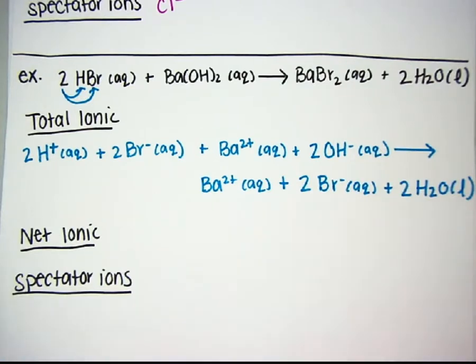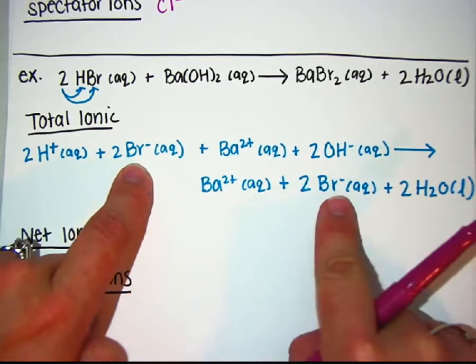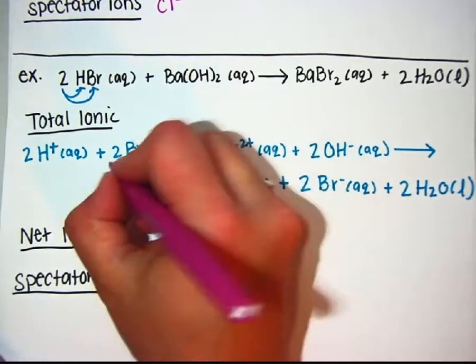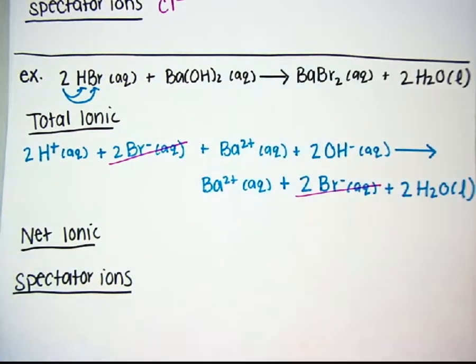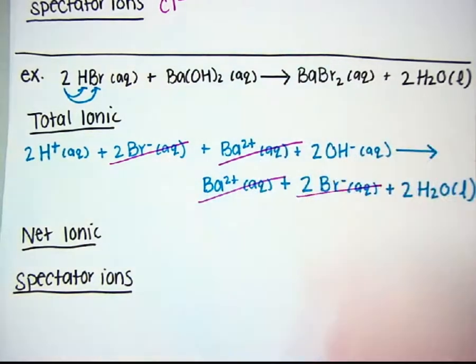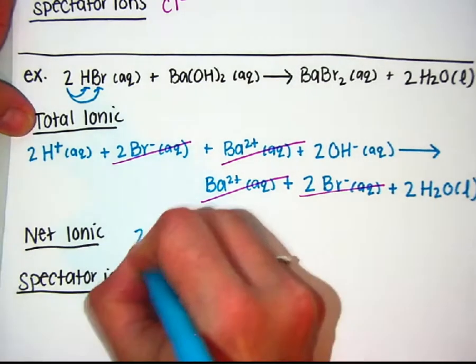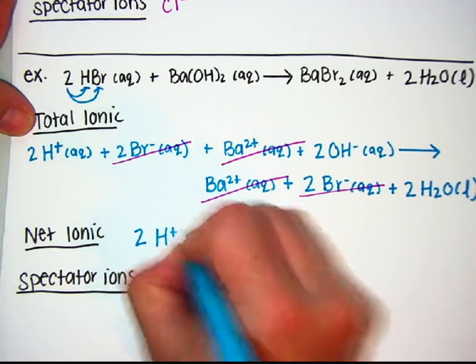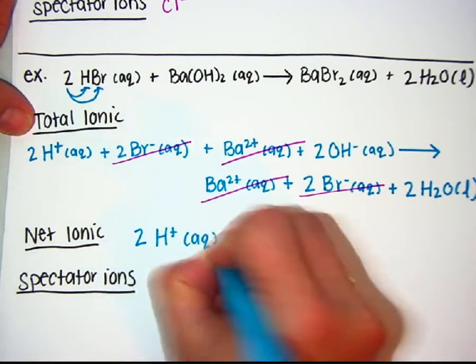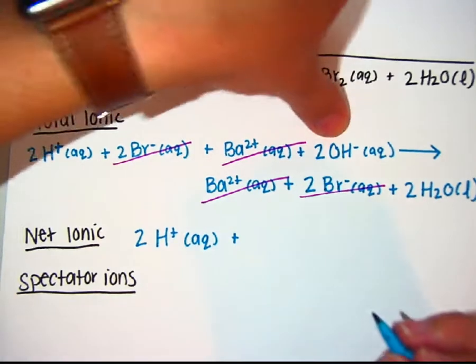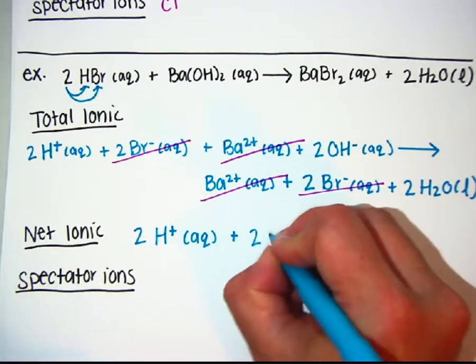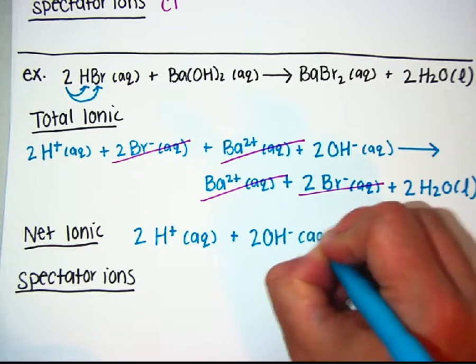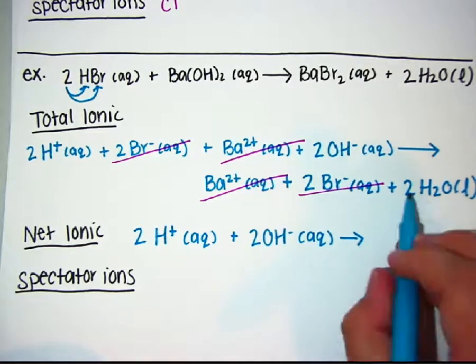Let's go through and cancel ions that are the same on both sides of the arrow. 2 Br minus, 2 Br minus. So we can cancel out the bromide ion. Ba2 plus, Ba2 plus. Let's cancel out the barium ions. So what do we have left? 2 hydrogen plus, 2 OH minus yields 2 H2O.